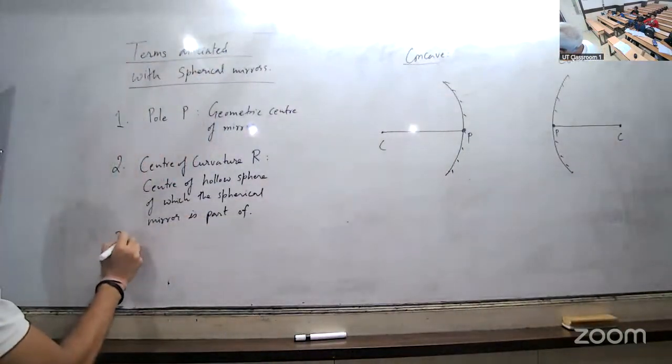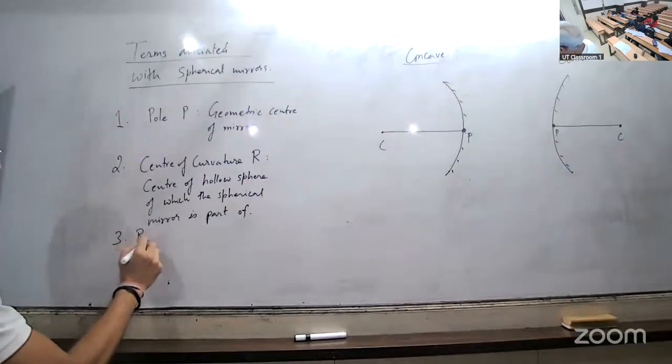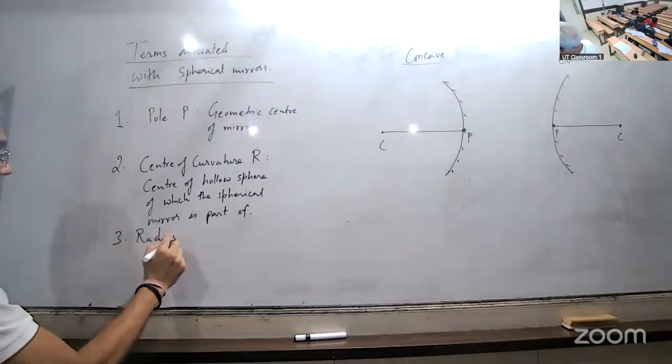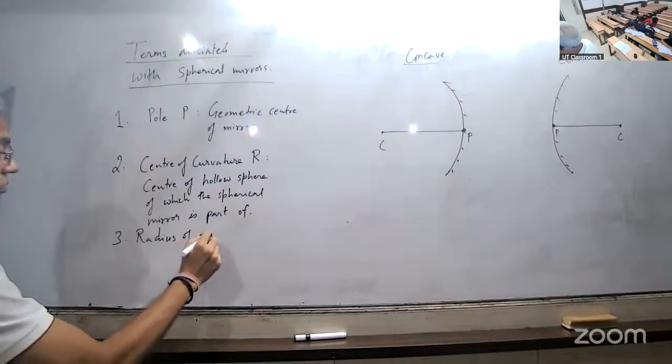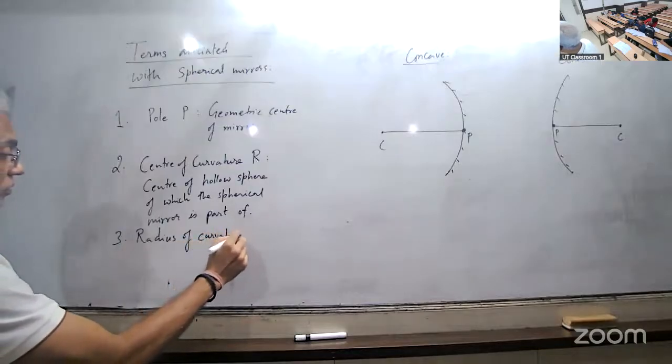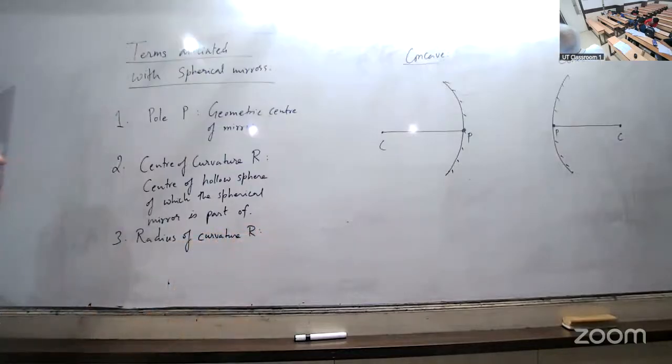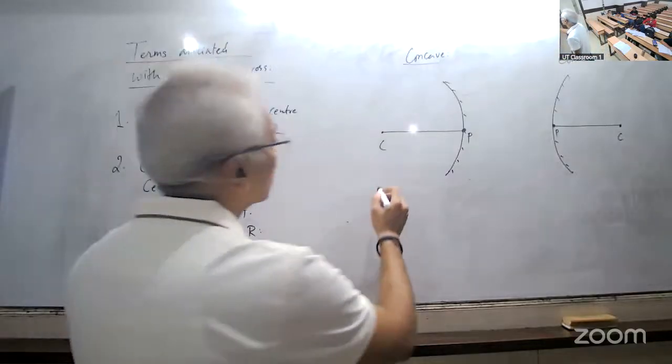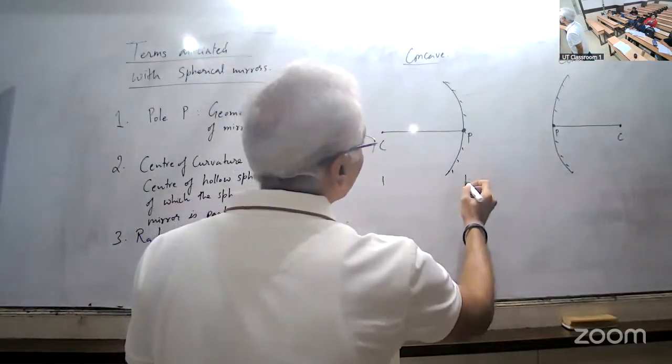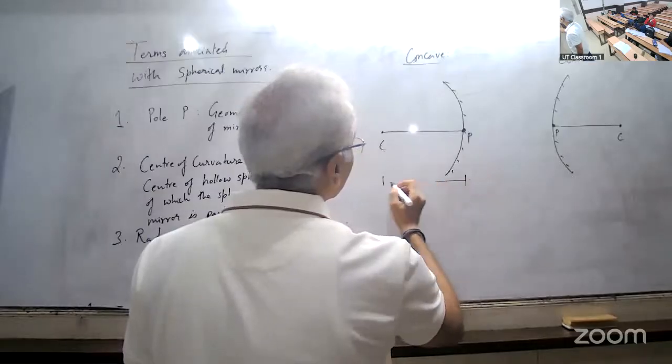Then you have the radius of curvature, R. So radius of curvature is this distance between the pole and the center of curvature.